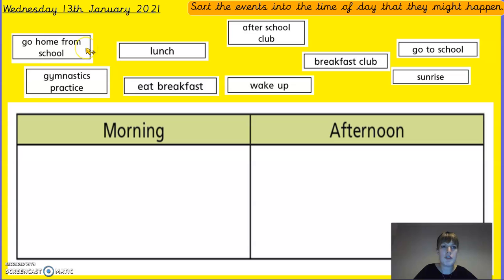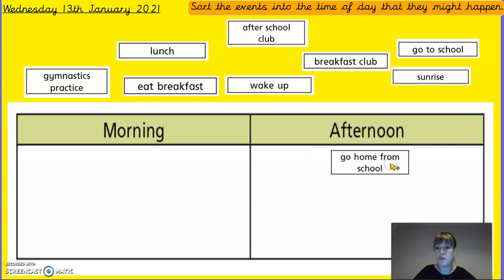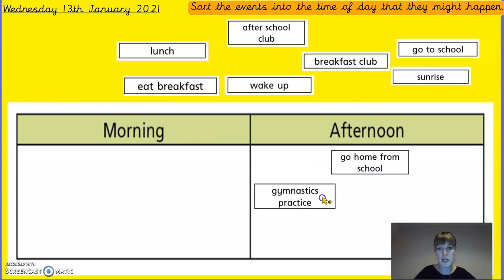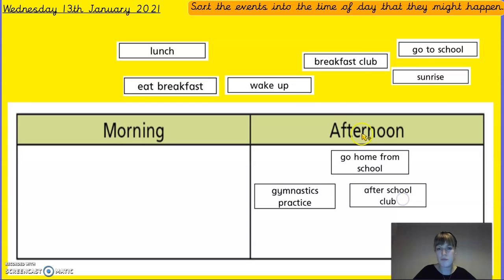So let's just quickly go through these statements. Go home from school. Normally, parents pick you up at 3:20, so go home from school would be in the afternoon. Gymnastics practice. Generally, with your school day, that would be in the afternoon. Some of you might have gymnastics practice that happens in the morning. This kind of activity might be a bit more tailored to what happens in your everyday life. After school club, well, that would be after school, so that's the afternoon.